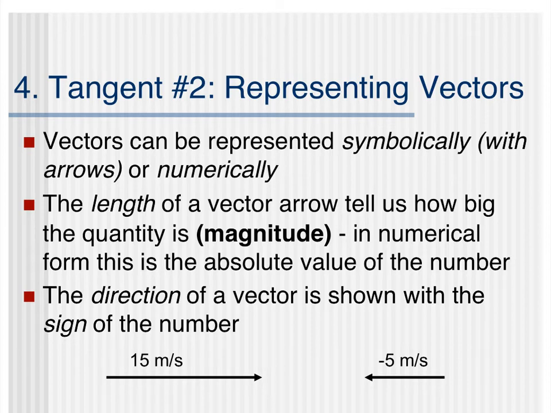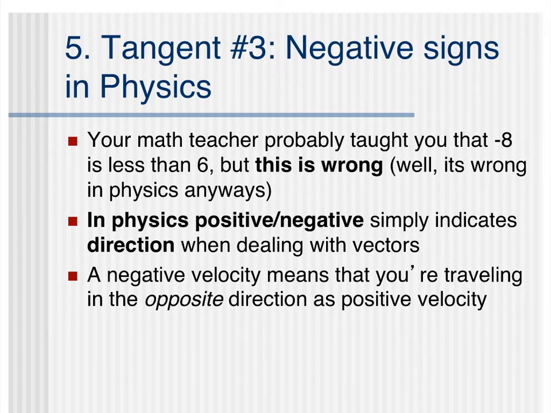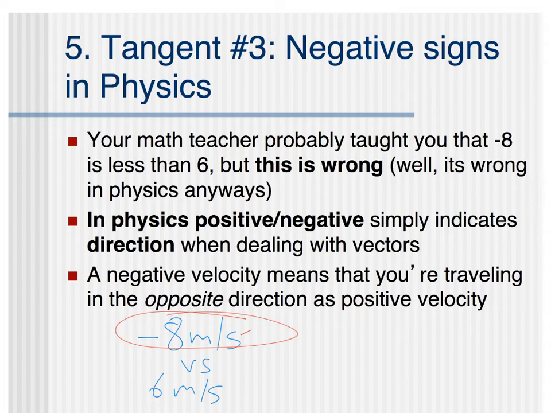That leads us nicely into our last tangent. In math class, your math teacher probably told you that -8 is less than 6. And in the math world, that's correct. But in the physics world, when we're talking about a vector, that is not correct, and here is why. If we have a velocity of -8 meters per second versus a velocity of 6 meters per second, the -8 is actually the greater velocity.